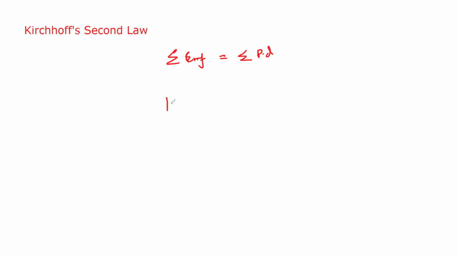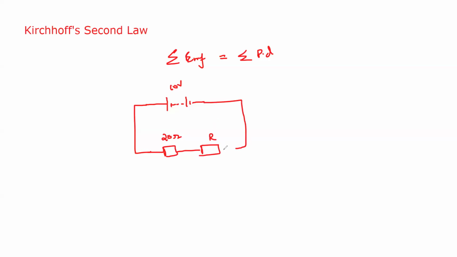So we have a 10-volt supply, and we have a 20 ohm resistor and an unknown resistor R. And the current in the circuit is 0.1 amperes. You want to find the unknown resistance R. So how can we work out the unknown resistor R?